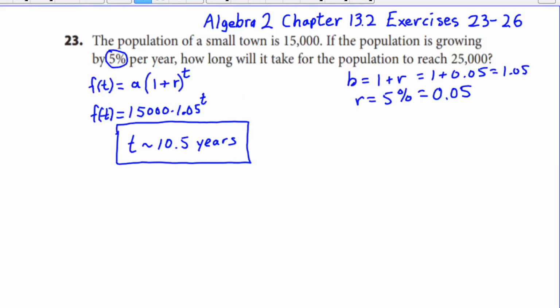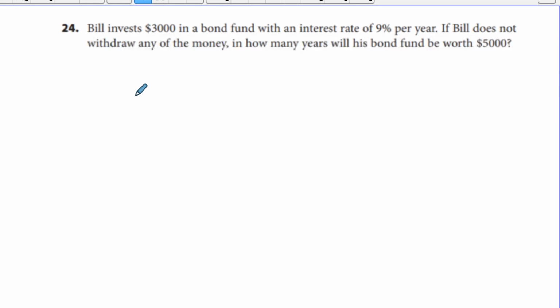Okay, let's go over to 24. Bill invests $3,000 in a bond fund with an interest rate of 9% per year. If Bill does not withdraw any of the money, in how many years will his bond fund be worth $5,000? Well, it's the same format here. We have a sub t equals a sub 0 times our base, which is 1 plus r to the power of t. And here we have r is equal to 9%, which is equal to 0.09.